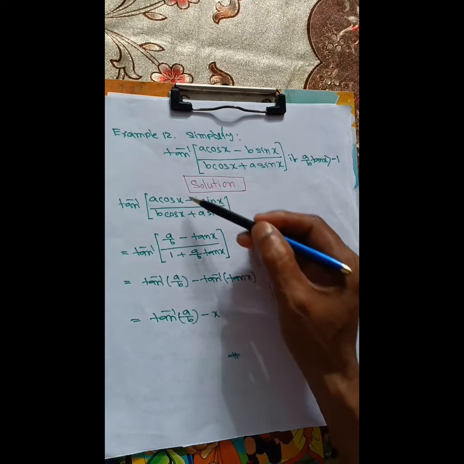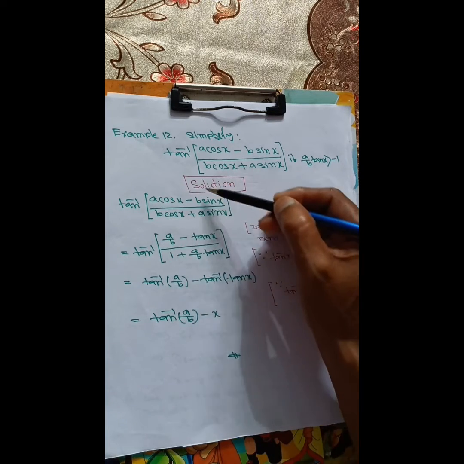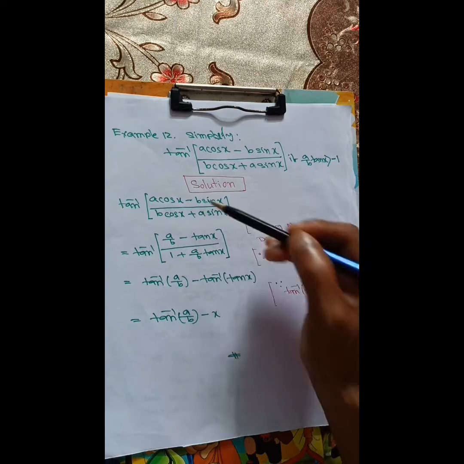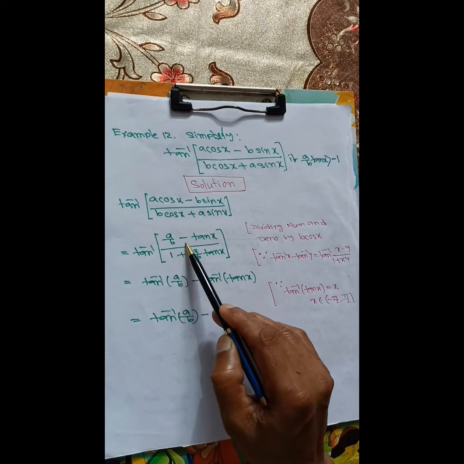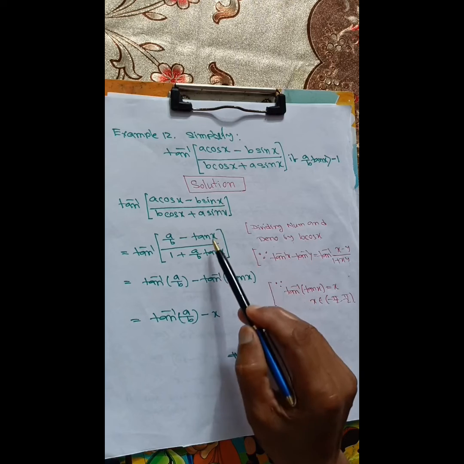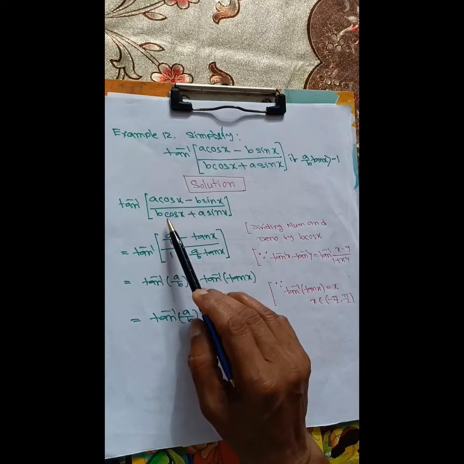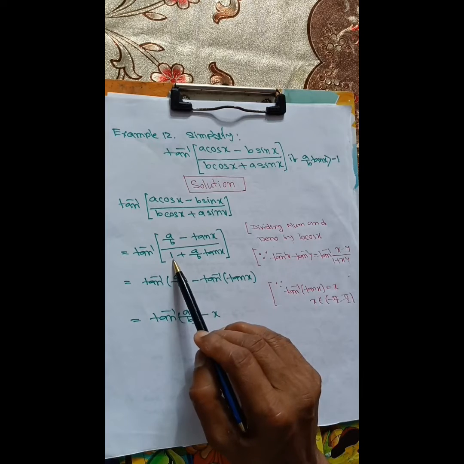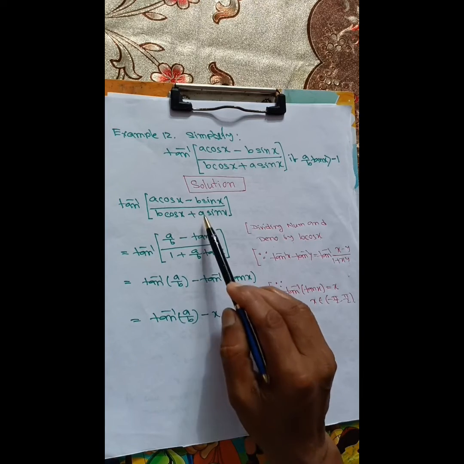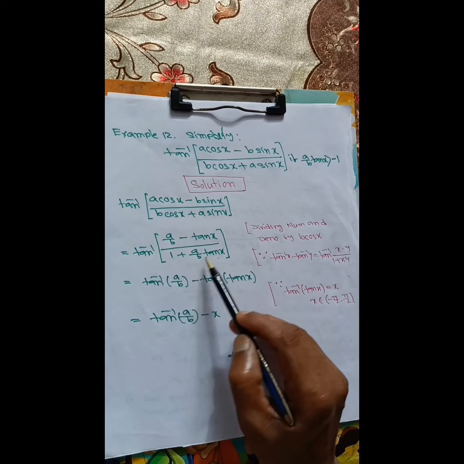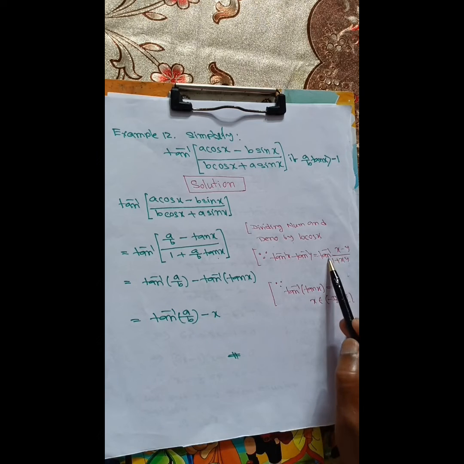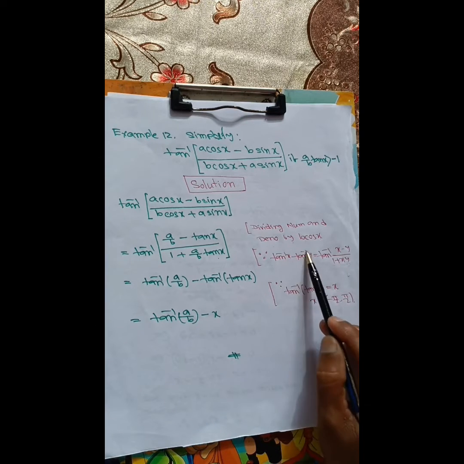Why? To make it tan inverse. If we divide, then we get a by b. Cos cancels out, minus b cancels out, then sin by cos is equal to tan. In the denominator, b cos x divided by b cos x becomes 1 plus a by b sin x by cos x equal to tan x. This is the formula: tan inverse of x minus y divided by 1 plus xy.